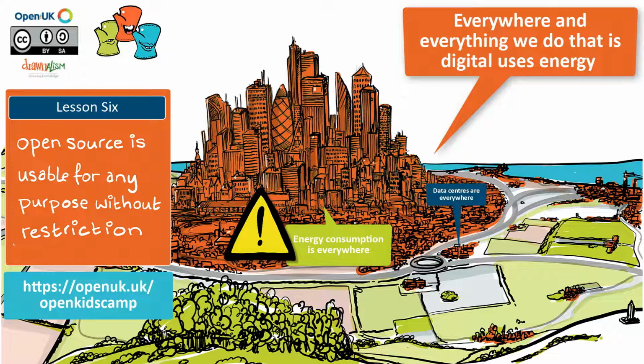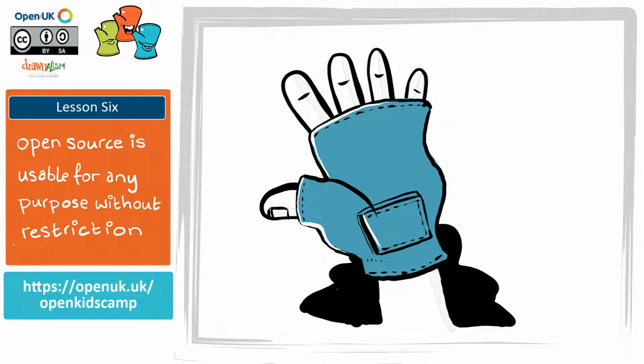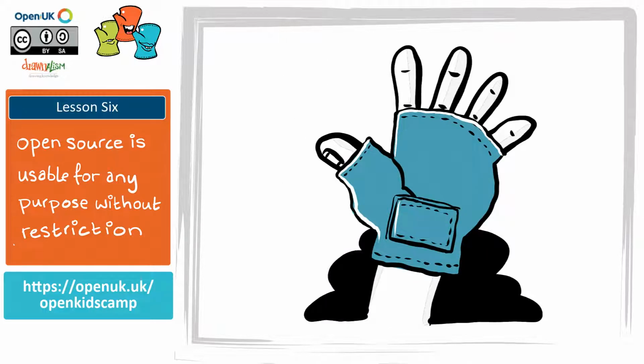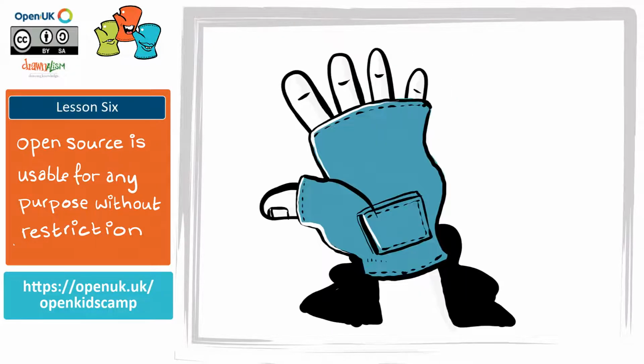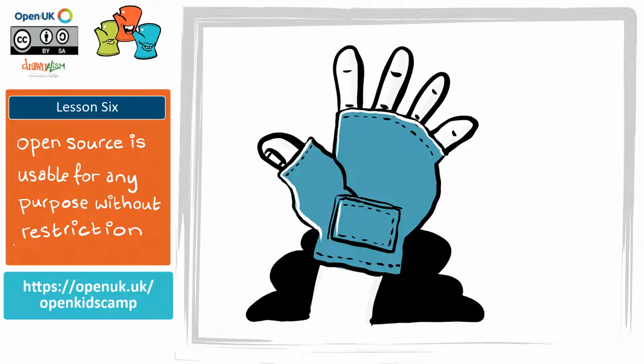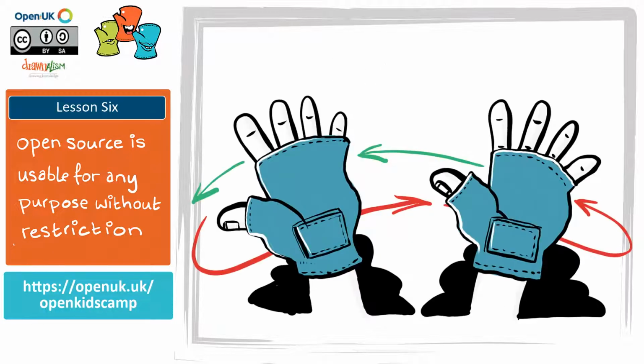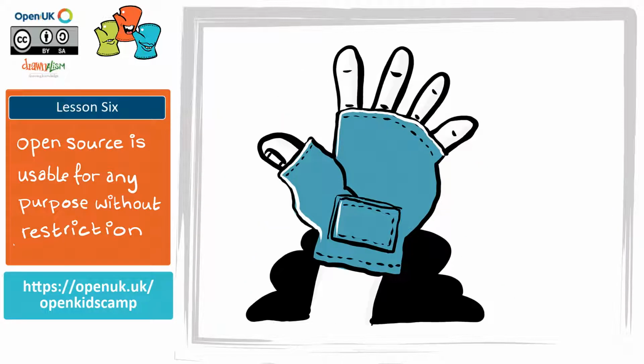Everywhere and everything we do that is digital uses energy. Today, we're going to try and measure how much energy we can generate by shaking our glove for 5 seconds. The program will play a high note to say when you should start shaking and another to say when to stop. Shake as hard and fast as you can within those 5 seconds.